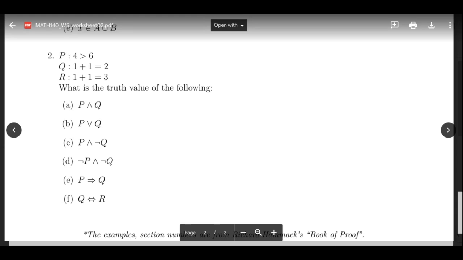Oh, Ida is asking why E is true. Hold on a second. E is P implies Q. Remember, if P then Q, the truth table. If Q is true, P implies Q will be true. It doesn't depend on P. If P is true and Q is true, P implies Q is true. If P is false, however, and Q is true, P implies Q is also true.